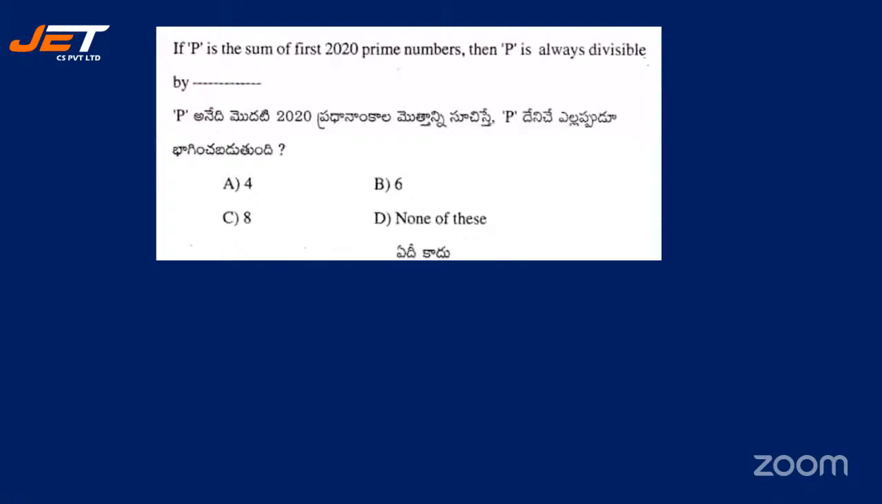See the first question. If P is the sum of first 2020 prime numbers, then P is always divisible by dash. You can take 1 full minute and type your answers in the chat box.